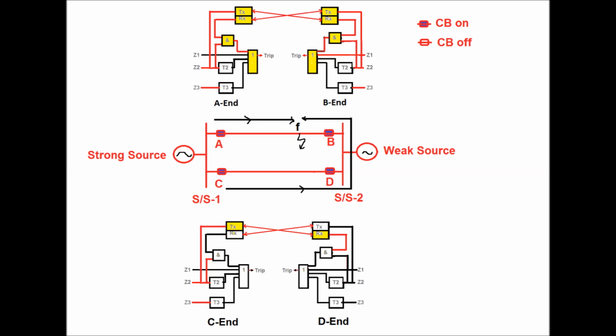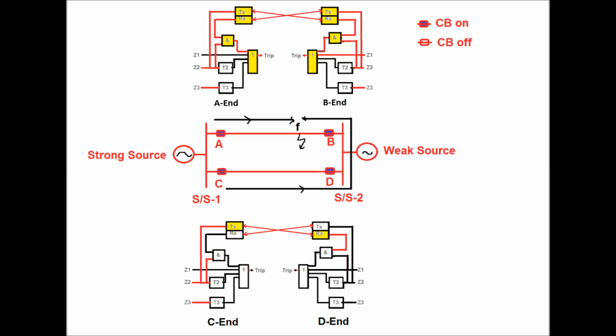So the fault is located at point F, and due to the fault at point F, the flow of the fault current has been shown in this figure. In this, since the A end relay detected the fault at zone 2 location, it will send a permissive signal to the far end relay. And since the B end relay detected zone 1 and zone 2 location, it will also send a permissive signal to the far end relay.